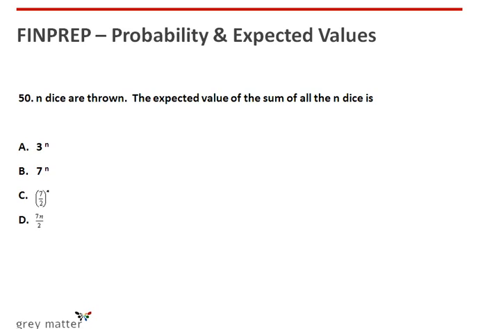So the answer is option D, or as per our PowerPoint presentation, it is option D, which says 7n by 2. As told, it is 7 by 2 into n. If it were 3 dice, it should have been 7 by 2 into 3. So for n dice, it should be 7 by 2 into n, which can always be computed and seen.